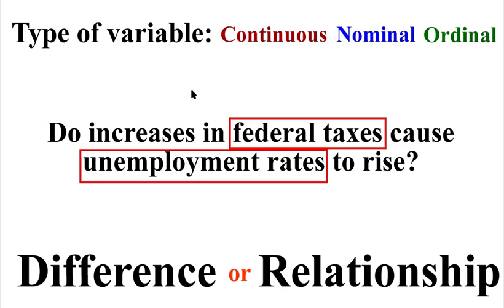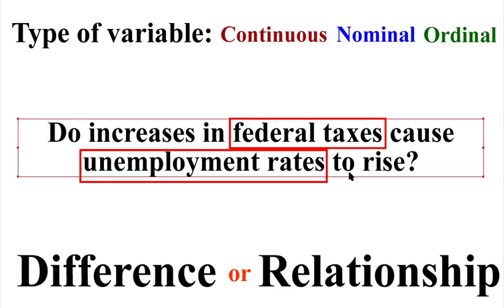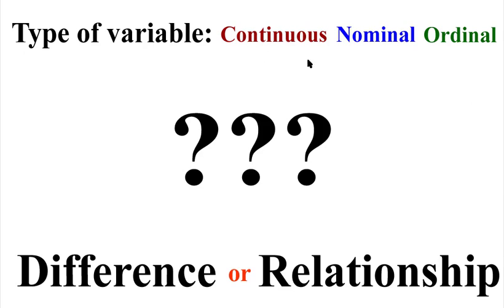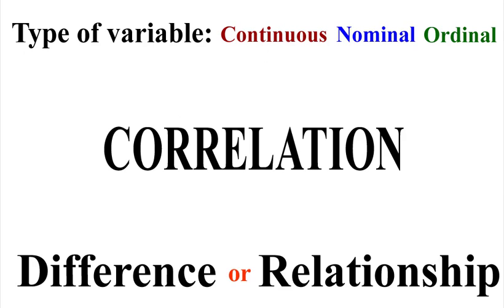We've got to decide what kind they are. And I'm hoping you can see it as fast as I can, that federal tax increase is in fact a continuous variable because it can have decimals and percents and fractions, etc. So federal taxes is a continuous variable and unemployment rates is the same thing. So what you're doing is you're comparing two continuous variables, and that only leaves one choice. That makes this a correlation. Probably a Pearson's correlation, but there are several others, but a correlation is the right answer.